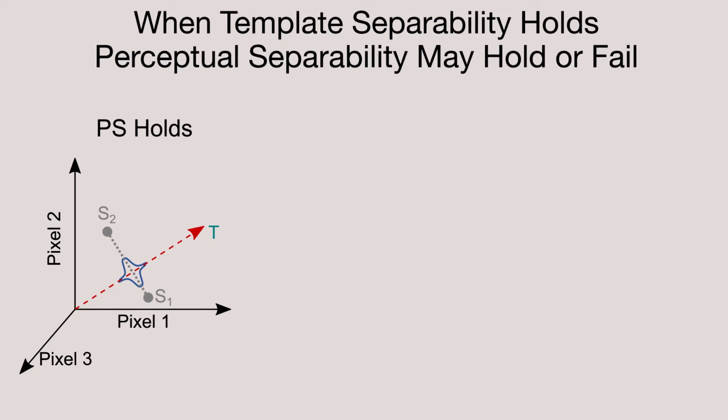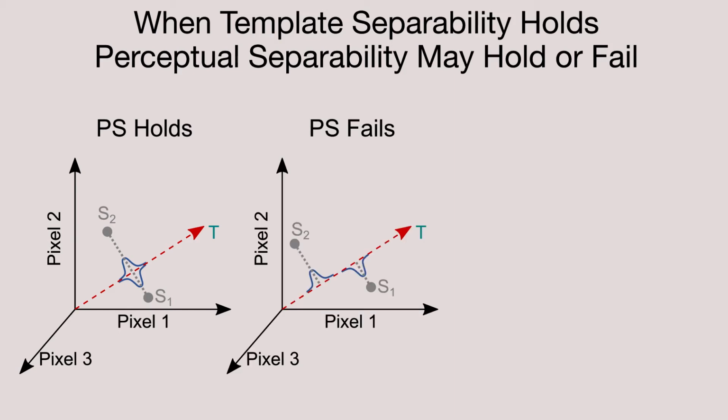It can be shown that if the vector connecting S1 to S2 is orthogonal to the template, then one obtains perceptual separability. However, this is a special case, as many other positions of S1 and S2 will produce a failure of perceptual separability even when template separability holds. In the example shown at the right, the male face or S1 would produce a stronger evidence of expression than the female face or S2. Note how here the angle between the segment connecting the two stimuli and the template is not 90 degrees.